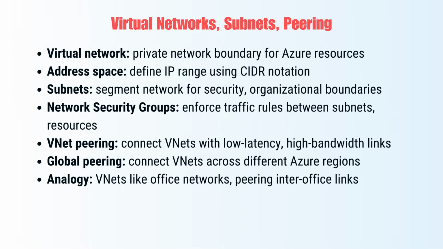Think of a VNet as your company's private office network on a floor in a building. Subnets are different departments on that floor. VNet peering is the private corridor connecting your floor to another office in a different building, still within your corporate campus. Next, we'll build on these concepts by examining Azure DNS and name resolution, which is how names like app.contoso.com turn into IP addresses inside Azure environments.